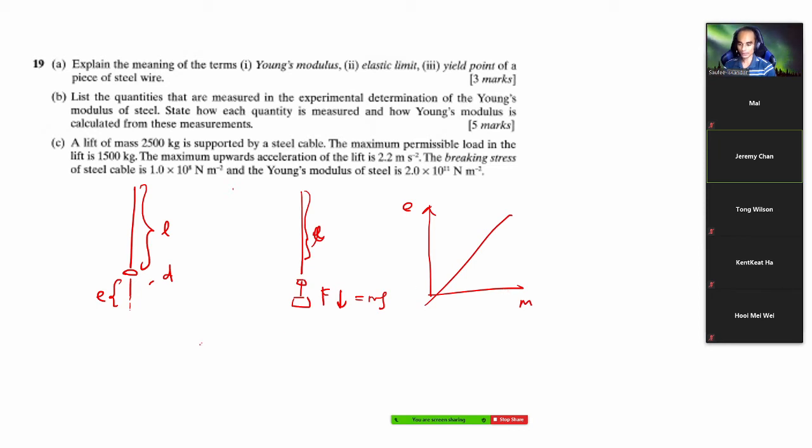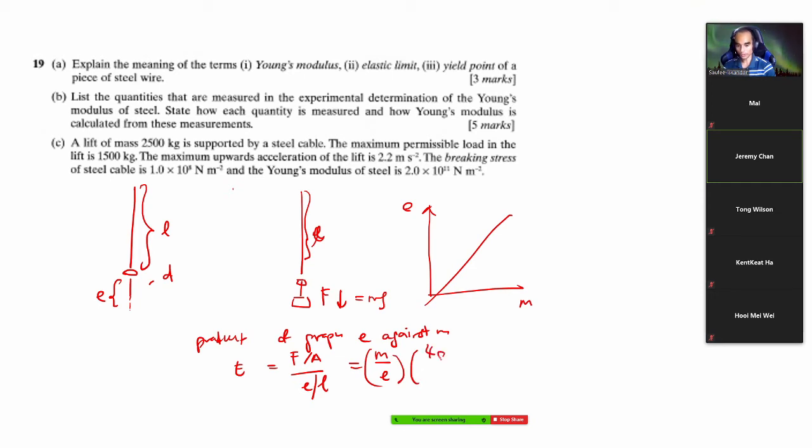So determine the gradient of the graph, which we call E against M. We have Young modulus E equals F over A divided by e over L, that is stress over strain. So it's m, mass, that is force, over e, times 4gL divided by pi d squared.